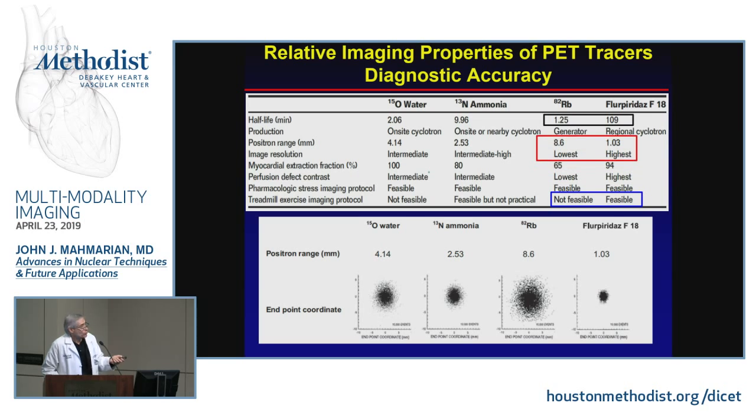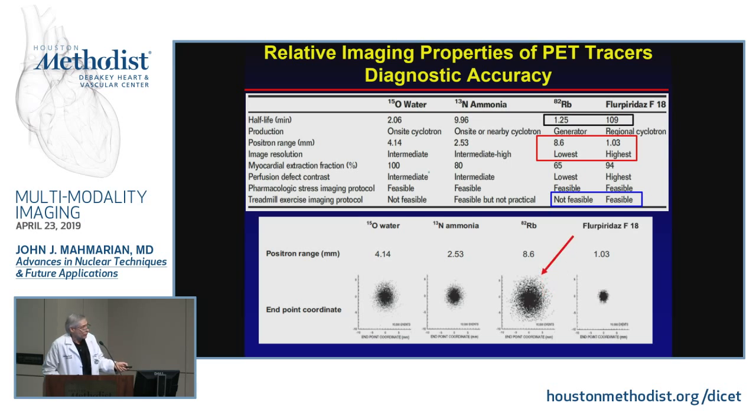What about this? The positron range. The positron range for rubidium is very, very long, whereas the positron range for flurpiridaz is very short. Why is that? Because flurpiridaz, I should say, has lower energy, okay? So it's stopped quicker, whereas rubidium has very high energy, and therefore it can travel further before it's annihilated, okay? And therefore, flurpiridaz has the highest spatial resolution, and rubidium has the lowest spatial resolution. So that's another plus for flurpiridaz.